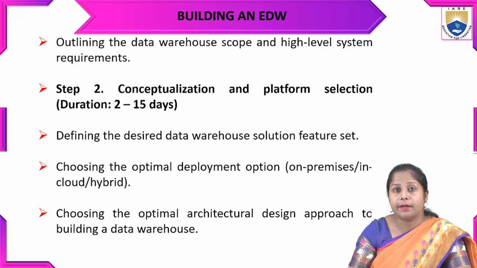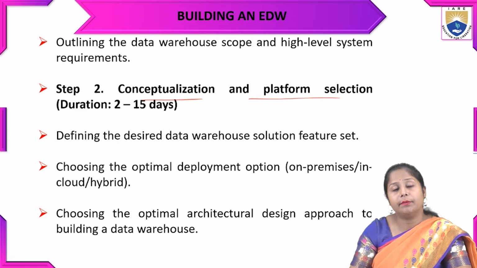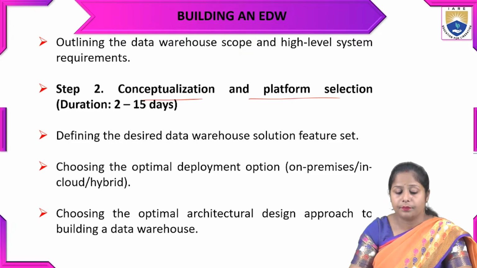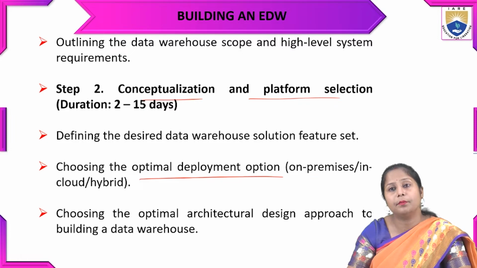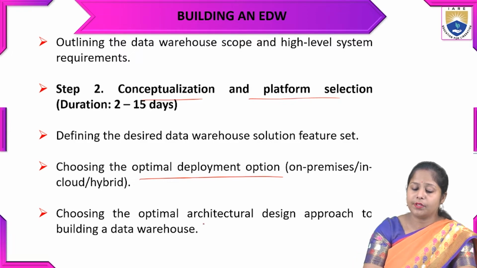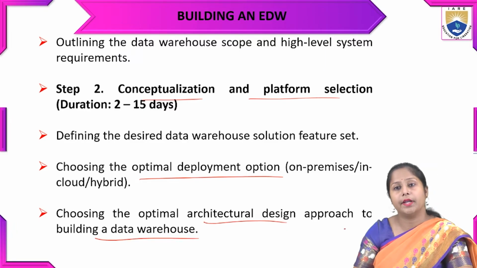Next, in the second step, we have to conceptualize the platform selection. The duration will be 2 to 15 days. In that, we have to define the desired data warehouse solution feature set. Next, we have to choose the optimal deployment option, which can be on-premise, in the cloud, or hybrid. On that, we have to choose what is the relevant medium for us. Next, we have to choose the optimal architectural design approach to build a data warehouse.